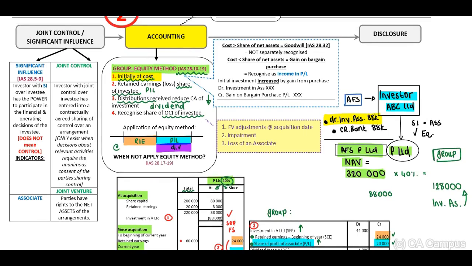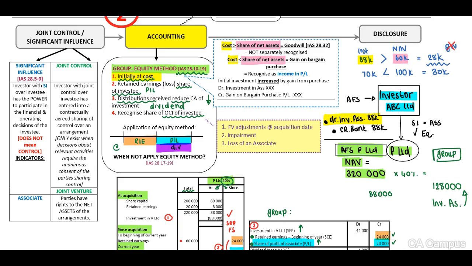Right. Now, what will happen if the cost exceeds the share of net assets, or if the cost is less than the share of net assets of the associate? If the cost exceeds, let's say 88,000, the net asset value, only the portion that should be allocated to the group, in this scenario 40%, the net asset value of 40% is 60,000. The cost will be 28,000 more. Therefore, goodwill is included in the purchase price. Now, it is important you do not recognize goodwill separately.